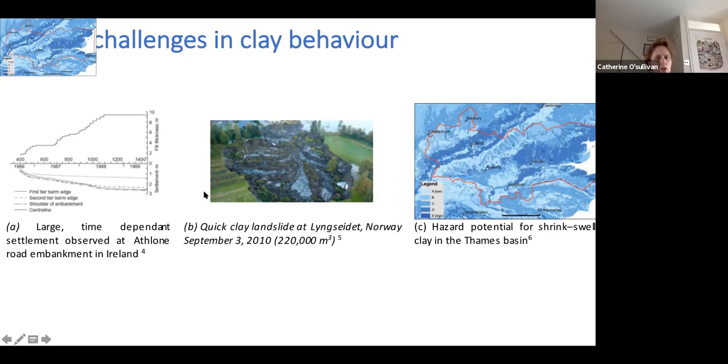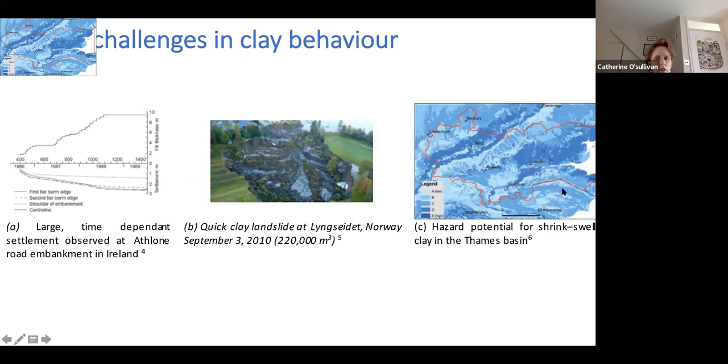This is another issue that's particularly problematic in Scandinavia, and this is the idea of quick clays. So a clay slope can look like it's very stable, but under certain conditions, the clay can lose all its strength and you can get quite serious landslides that can involve, and have involved, fatalities in some cases.